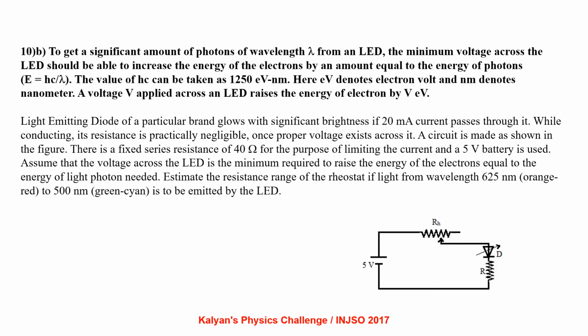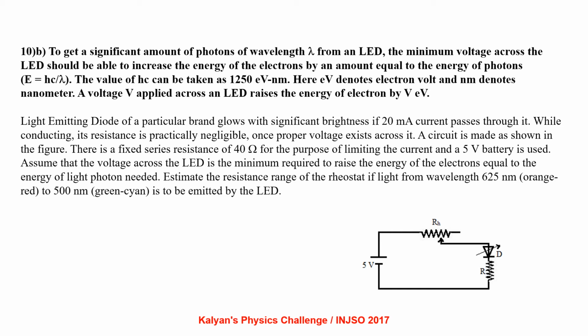To get a significant amount of photons of wavelength lambda from an LED, the minimum voltage across the LED should be able to increase the energy of electrons by an amount equal to the energy of photons, that is E equal to hc by lambda. The value of hc can be taken as 1250 electron volt nanometer. A voltage V applied across an LED raises the energy of the electron by V electron volt.